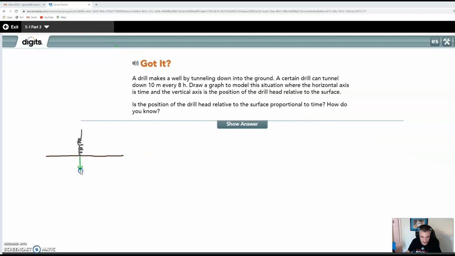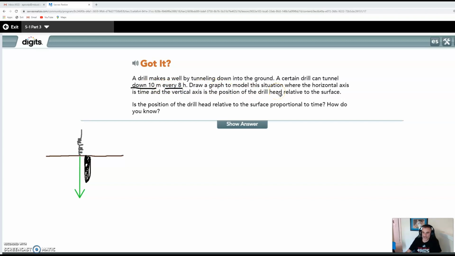The drill starts drilling, and so we're going to drill down this direction. And as we drill down, down, down, we're going to start making a hole, and the hole will get deeper and deeper and deeper, right? So we're drilling a hole, all right? And it says a certain drill can tunnel down 10 meters. So first off, down, right? So you should be thinking negative numbers here. It can drill down 10 meters every 8 hours.